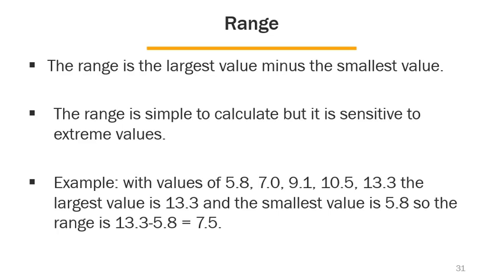So for example, let's suppose we have the values here: 5.8, 7, 9.1, 10.5, 13.3, and we want to find the range. We've already got these ordered here, so we're just going to look at the largest value, 13.3, and the smallest value, that's the 5.8. We take the difference between 13.3 and 5.8, and we get a range of 7.5. So that's how we would find the range.